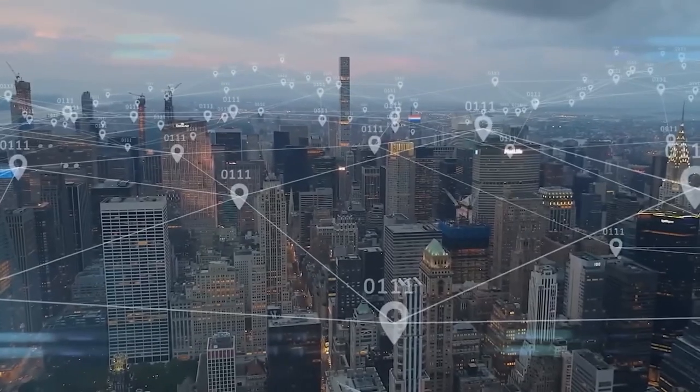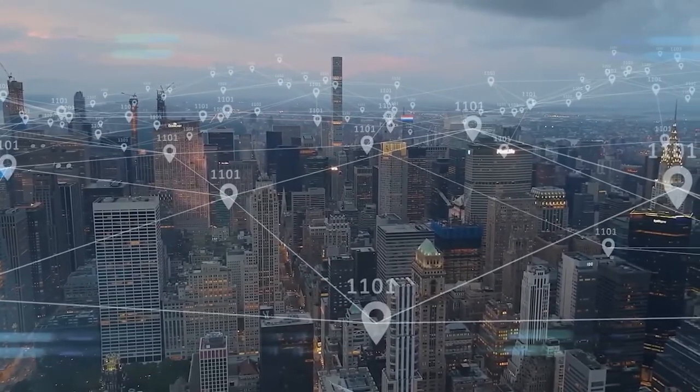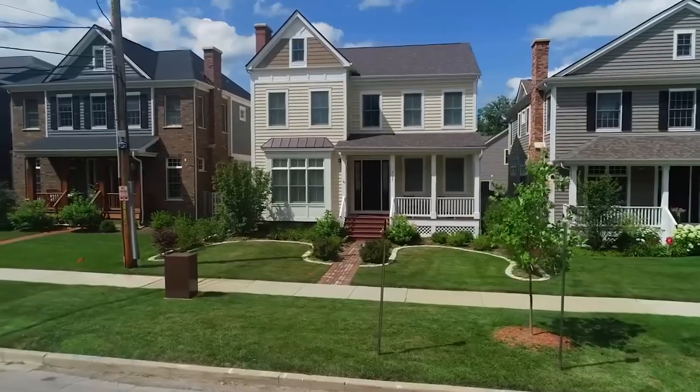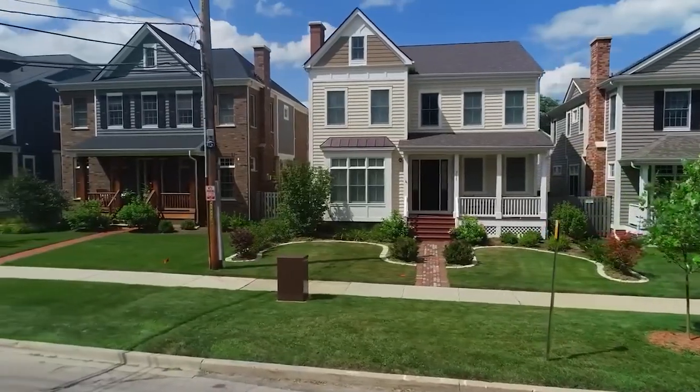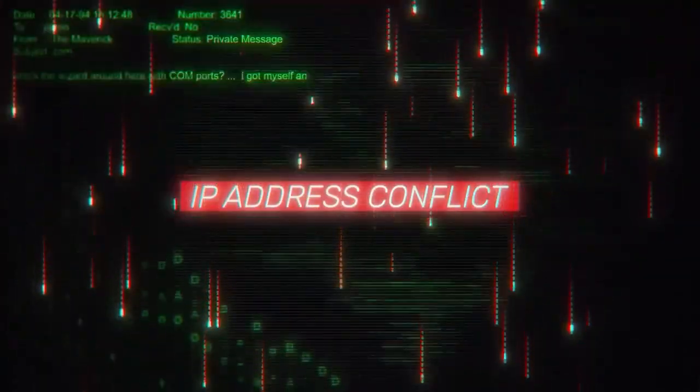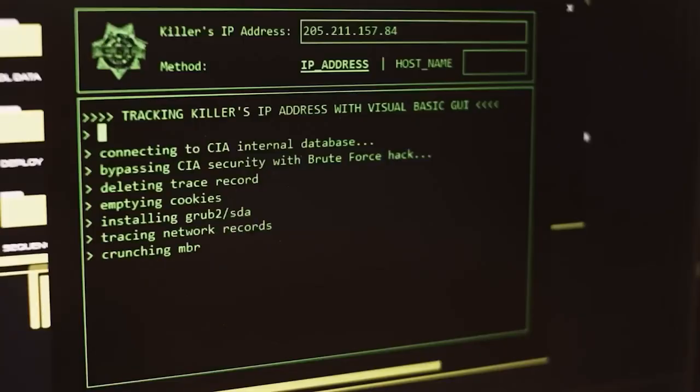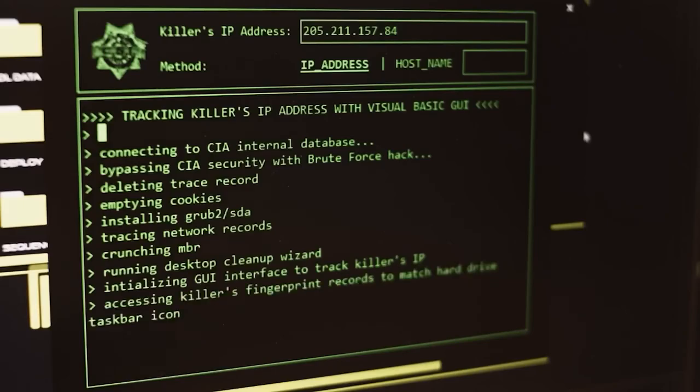So the first question the internet has to answer is this. How do we find it? This is where everything begins. With an address. Just like your home has a street address, every device connected to the internet has an IP address. A unique number that tells the internet exactly where to send information.